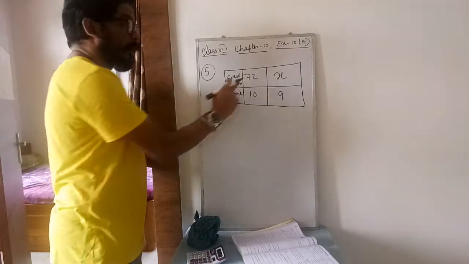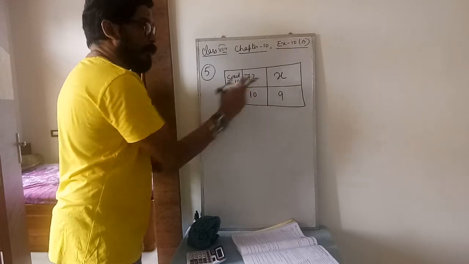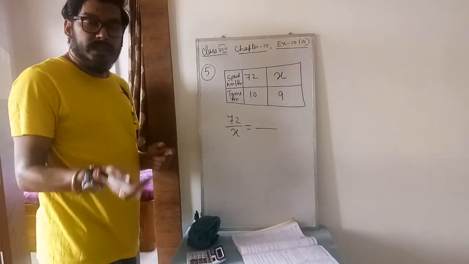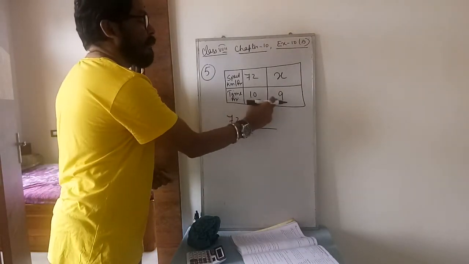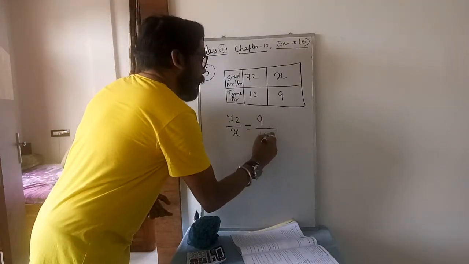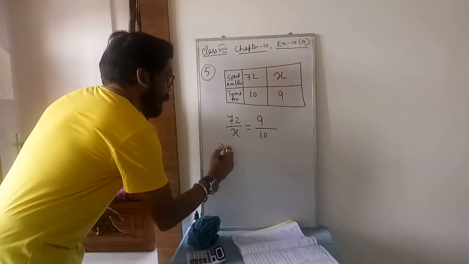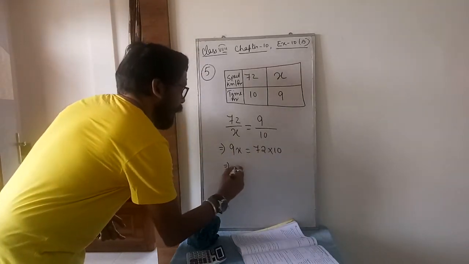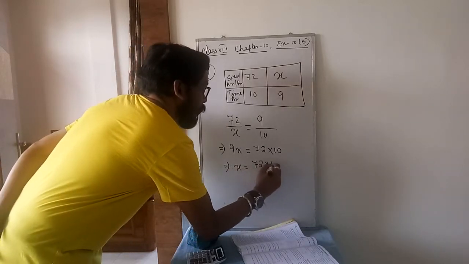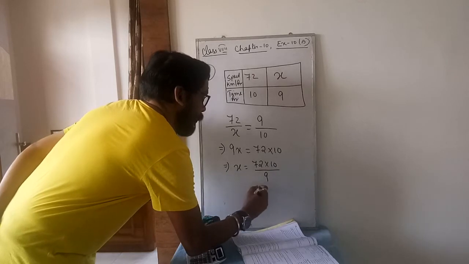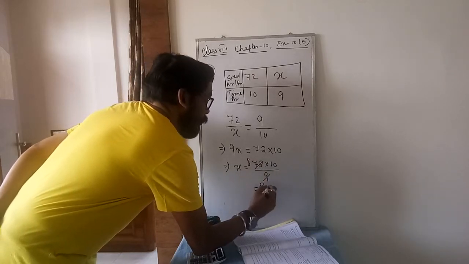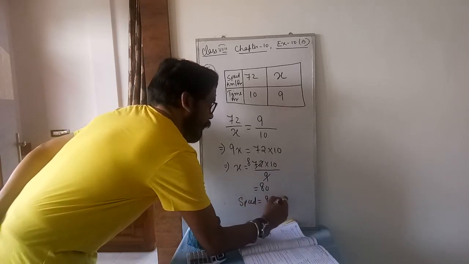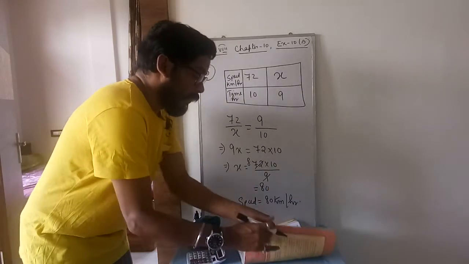So what was the concept? Ratio of the quantity, ratio of speed. So 72 by x equals, when you write this, you just reverse it and write. You will not write 10 by 9, you will write 9 by 10. Hope now it is clear. You will do cross multiplication. 9x equals 72 into 10. So x equals 72 into 10 by 9. If you cancel it, 9 eights are 72. So it is 80. So speed will be 80 kilometer per hour.